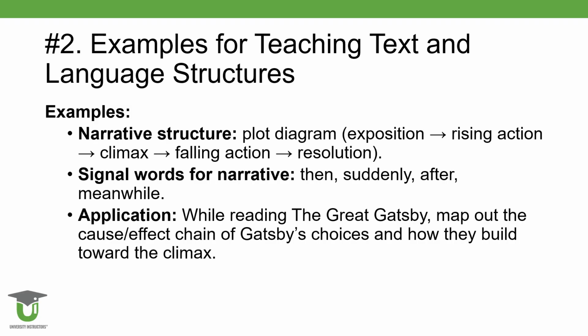Narrative texts follow a story sequence, which can be visualized using a plot diagram that includes exposition, rising action, climax, falling action, and resolution. Signal words such as then, suddenly, after, and meanwhile often indicate the sequence of events. A practical classroom application is, while reading The Great Gatsby, have students map out the cause and effect chain of Gatsby's choices and how those decisions build toward the climax. This approach helps students see how events are connected and deepens their understanding of narrative structure and character development.